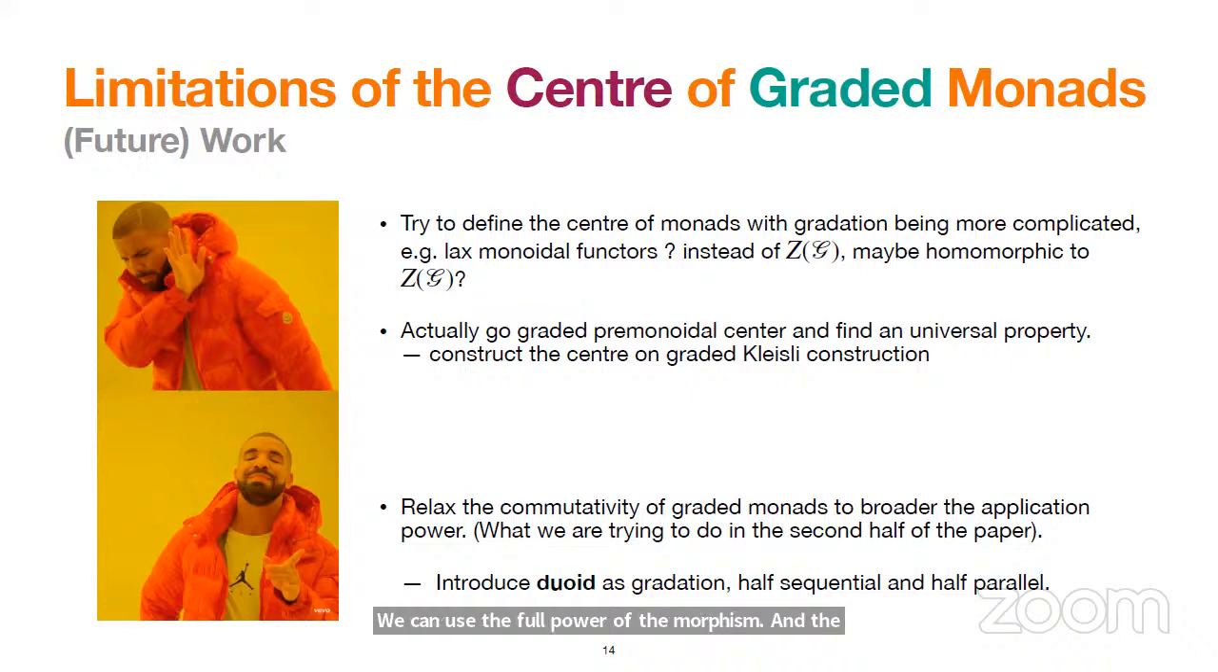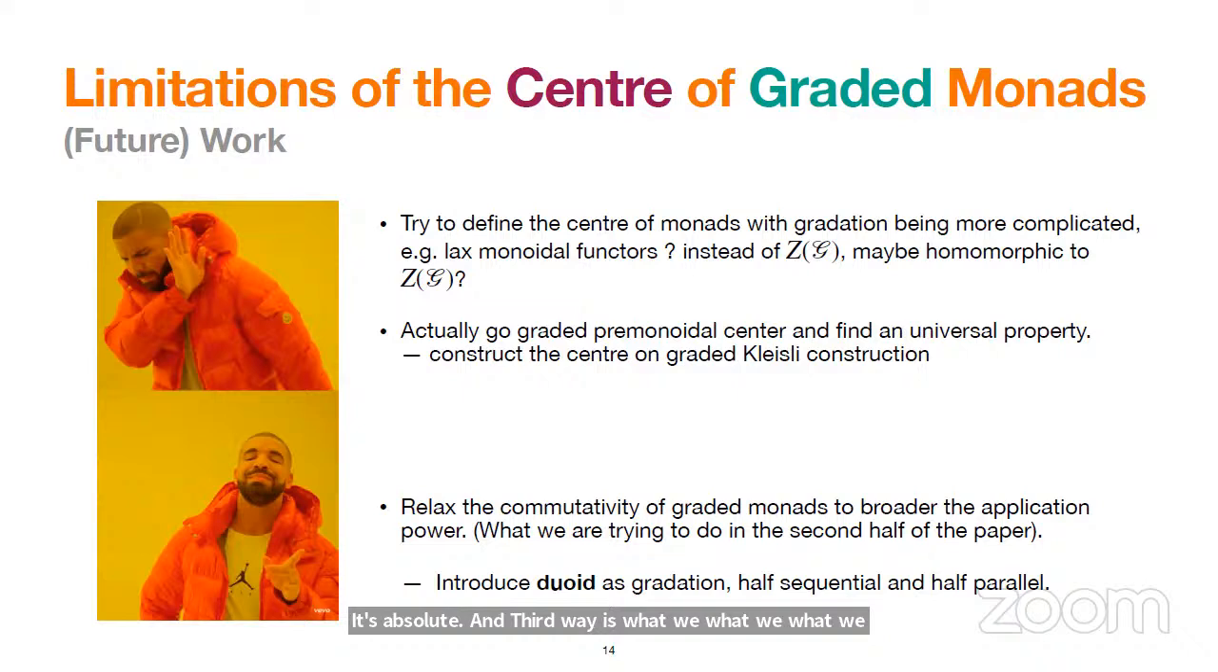And the second way is that we can go to the graded premonoidal center and find the universal property to construct the center on the graded classic construction, which I don't really like, because I'll give an example. We have an orange and we have a clementine. We find that this orange tastes just like the clementine, and now we roast the orange. I mean, this is a new flavor. We don't need to roast the clementine and claim that, oh, the roasted orange tastes just like the roasted clementine. It's absurd.